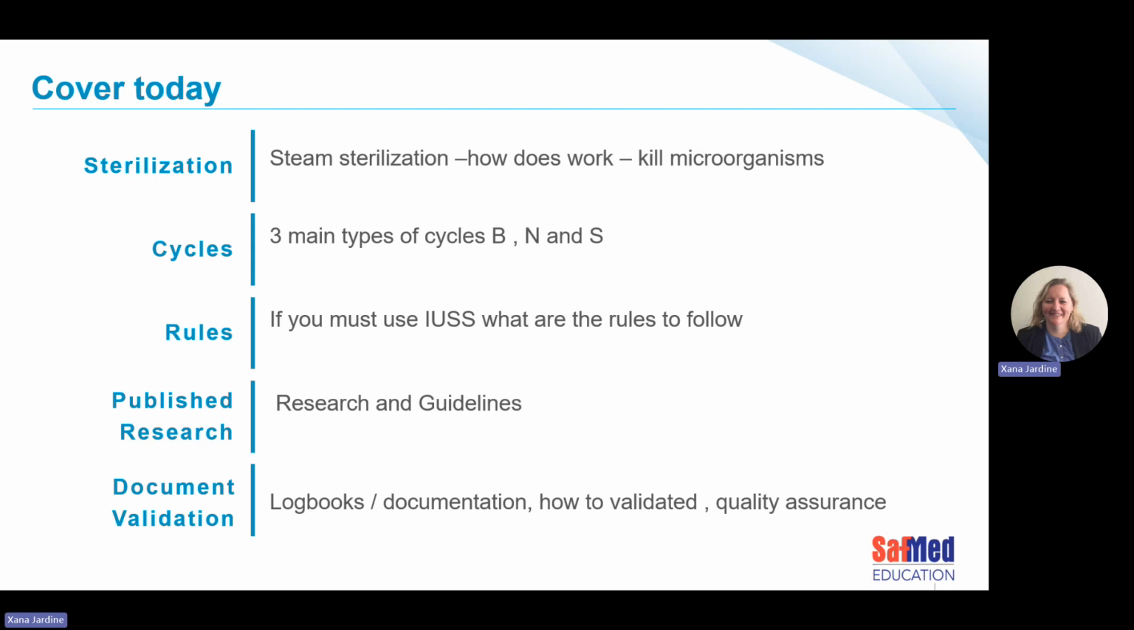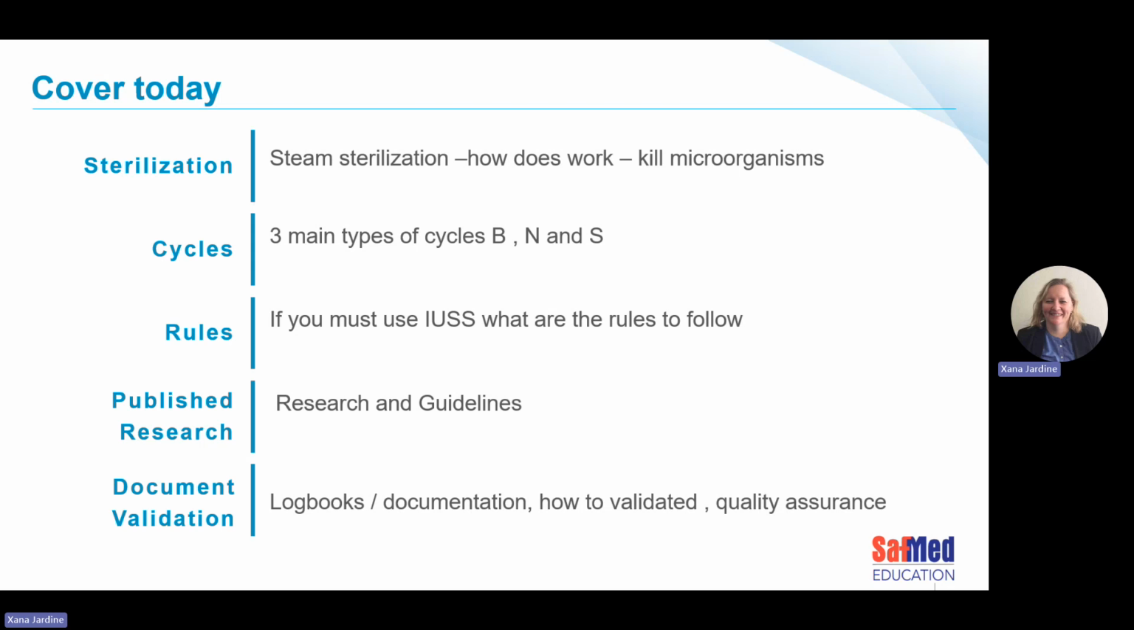We're going to remind ourselves about steam sterilization, how it works, how it kills microorganisms. Then we're going to look at some detail of the three main types of sterilization cycles. They are known as the B cycle, the N cycle, and the S cycle. And then the next thing we want to cover is if you really and truly have to use immediate use steam sterilization, what are the rules to follow?